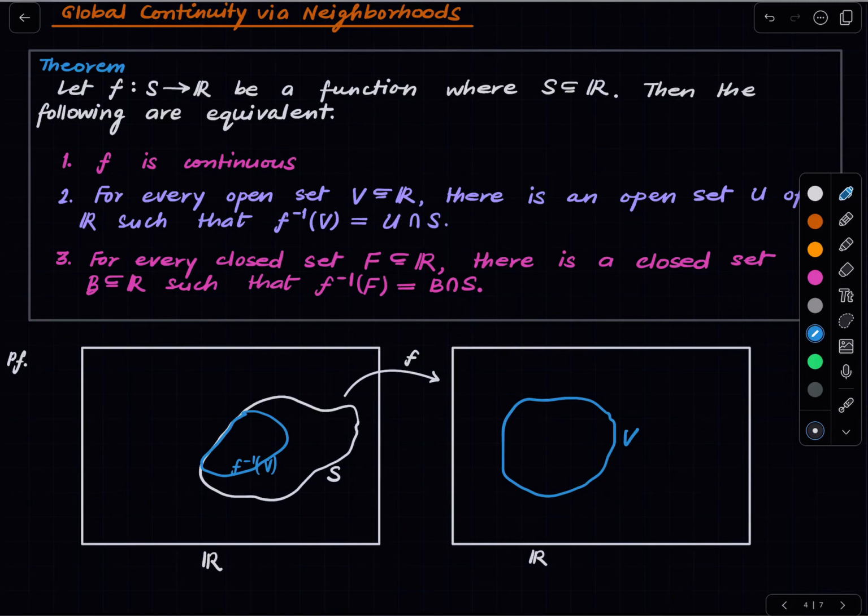Okay. So if you take the pre-image of that thing, it becomes this. And now we want to prove that this thing is the intersection of an open set of R with the domain. That's what we want to do. So what is the idea? Maybe I'll draw it a little bit bigger.